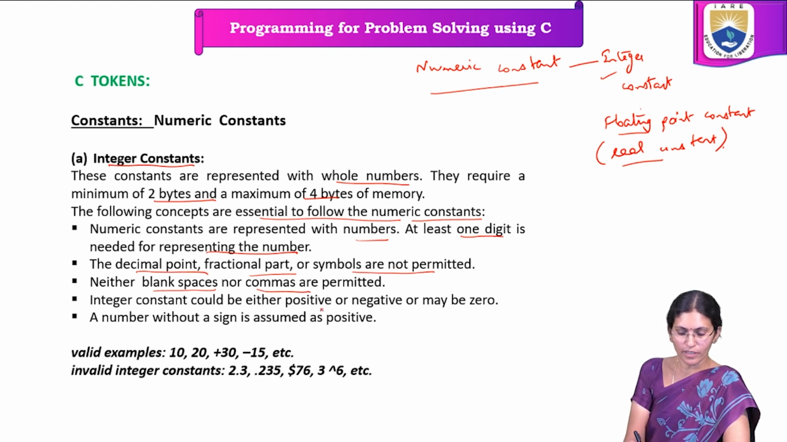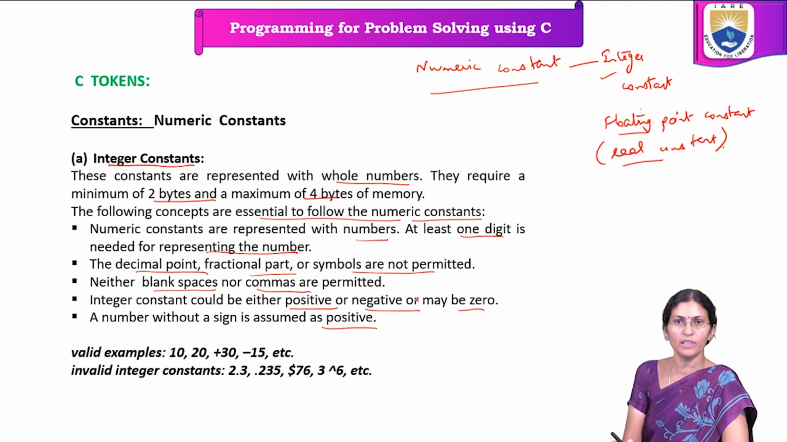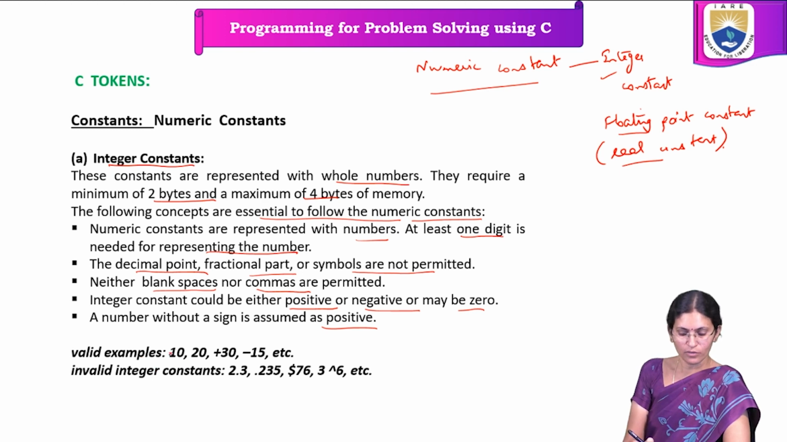An integer constant can be either positive or negative, or it can be 0. A number without a sign is assumed to be positive. These are some valid examples of integer constants. This is an integer constant. This is 1020. By default, if we don't assign any sign, it is considered as positive. Here a positive sign is included. This is also an integer constant. This is also an integer constant.